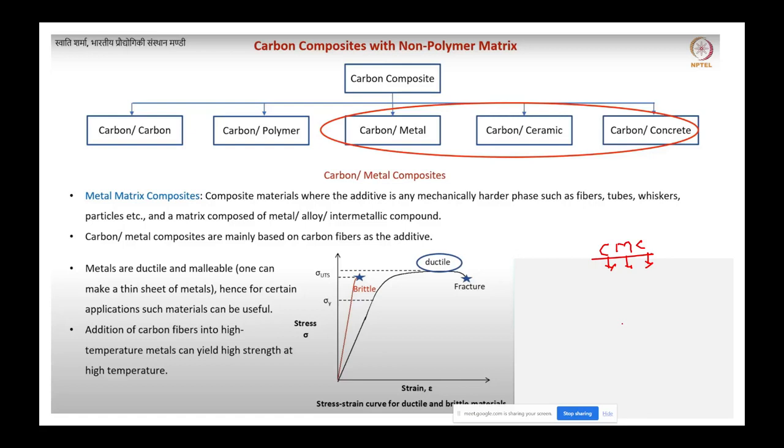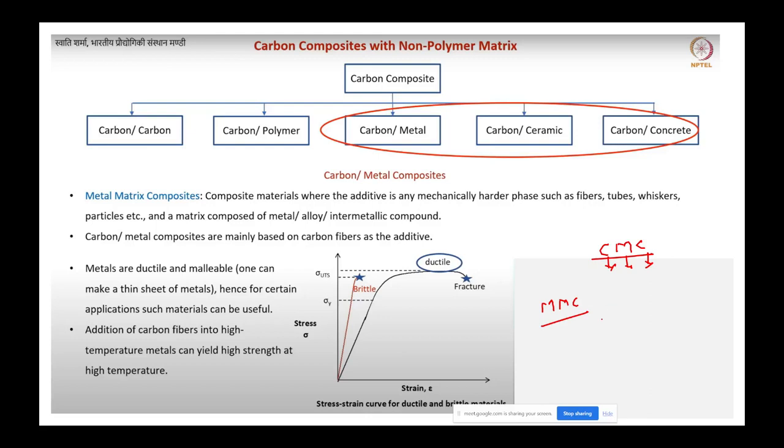Yeah. So, okay, firstly we'll be seeing the metal matrix composite, MMC. It is a composite material where the additive is any mechanically harder phase such as fibers, tubes, whiskers, particles, etc., and a matrix composed of a metal alloy or intermetallic component.